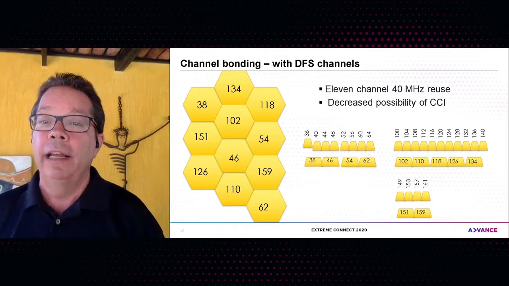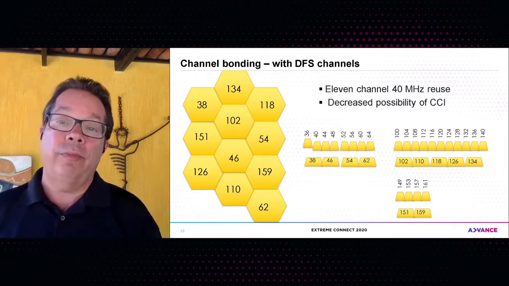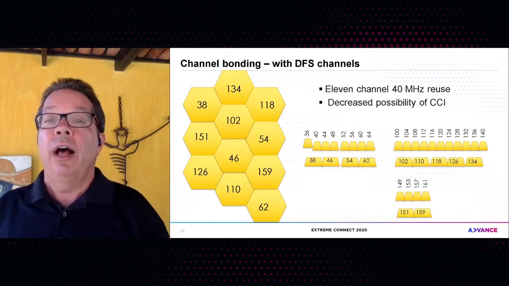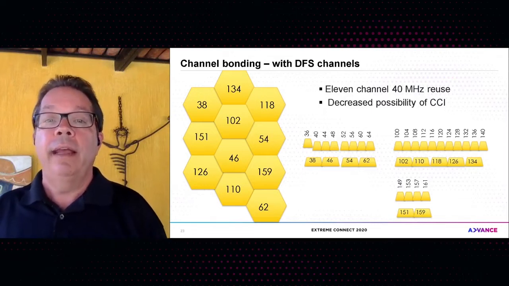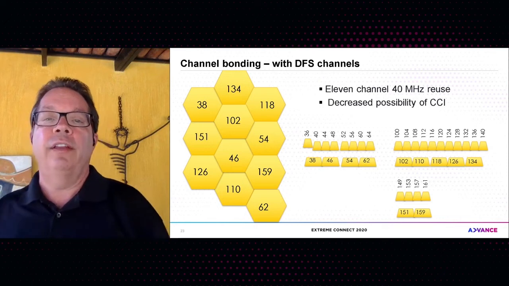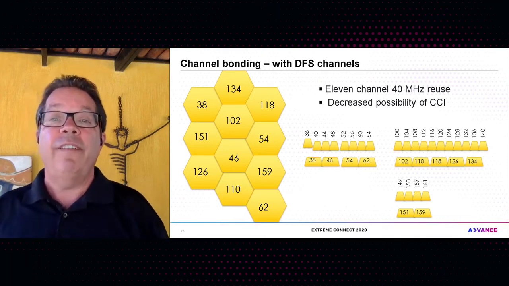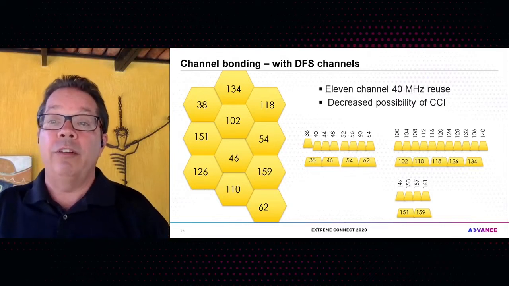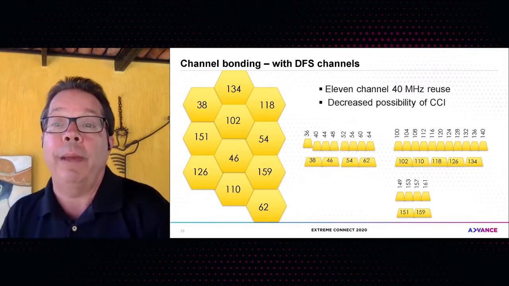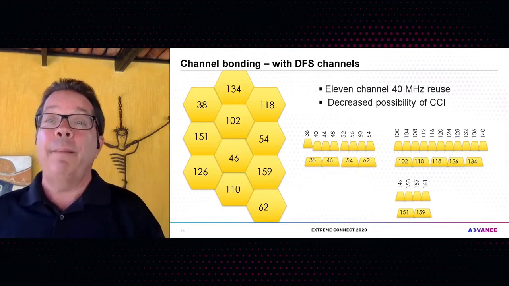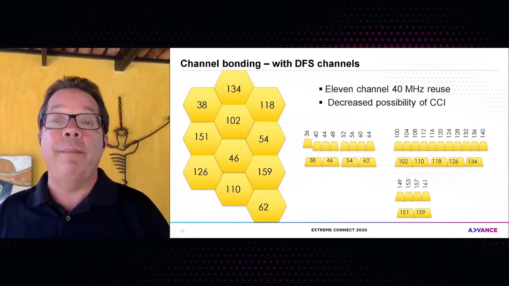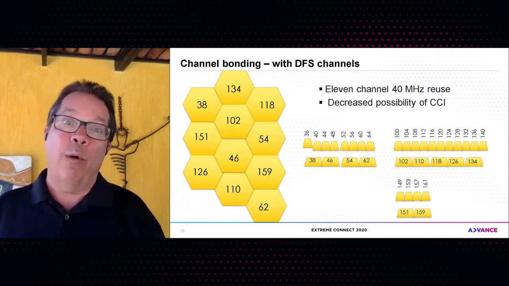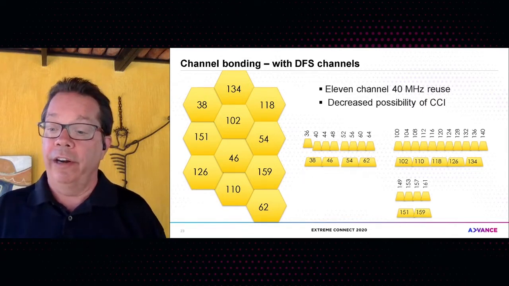And so in this chart right here, I'm actually using the DFS channels as well as the lower uniband. And by just using the DFS channels and the lower uniband, that gives me effectively about 12 40 megahertz channels. If you actually use all the unibands and bond them together, you get about 11 or 12 40 megahertz channels for a channel plan. And that can mitigate, or at least help mitigate, co-channel interference.